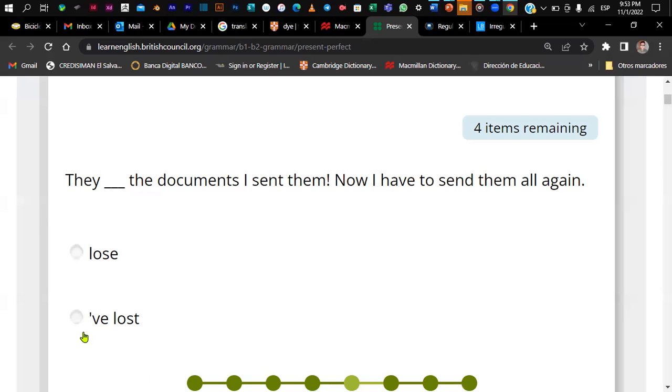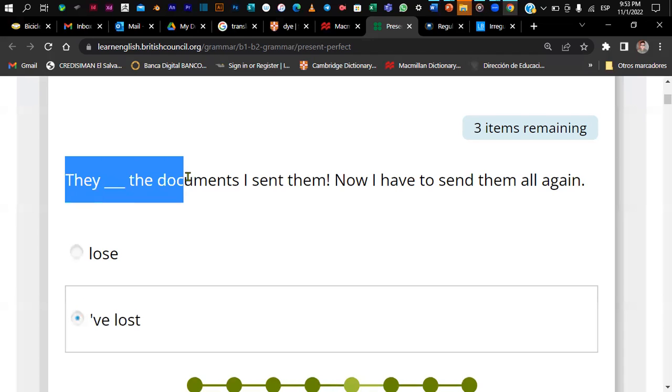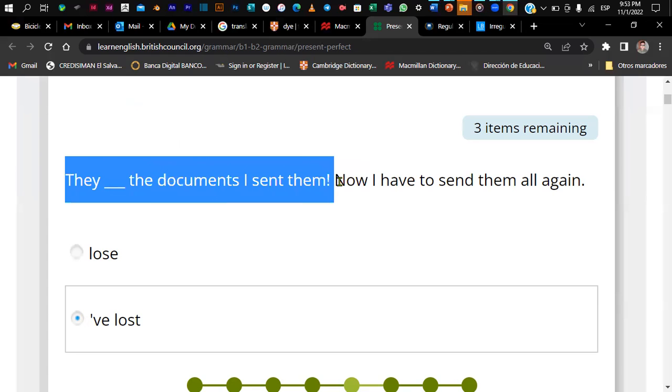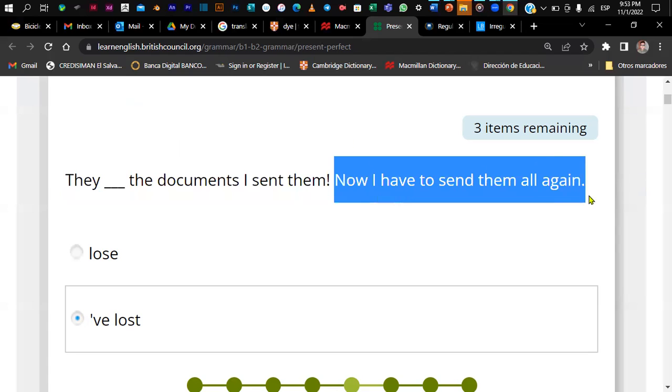They've lost. Correct. They've lost. Han perdido. Heavy problem, ¿sí? They've lost. When did they lose them? ¿Cuándo los perdieron? Does it mention that? No. This is part of the other sentence, but it doesn't tell you when they lost them. No le dice cuándo.